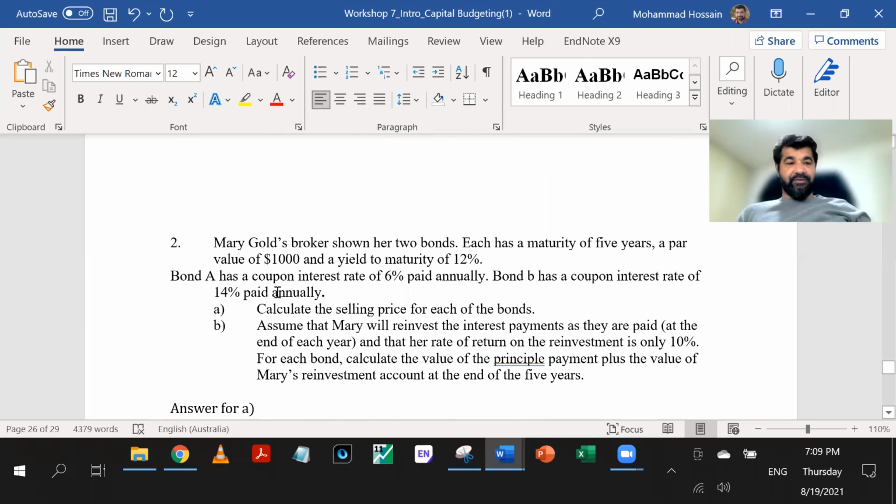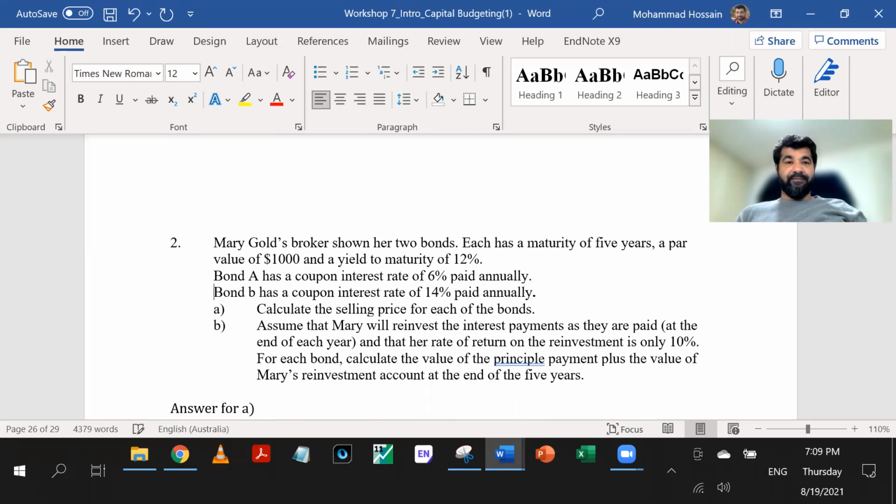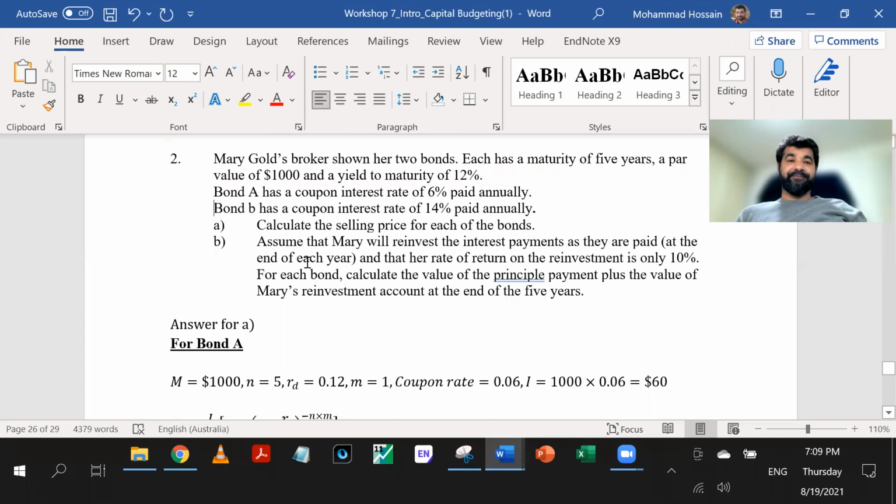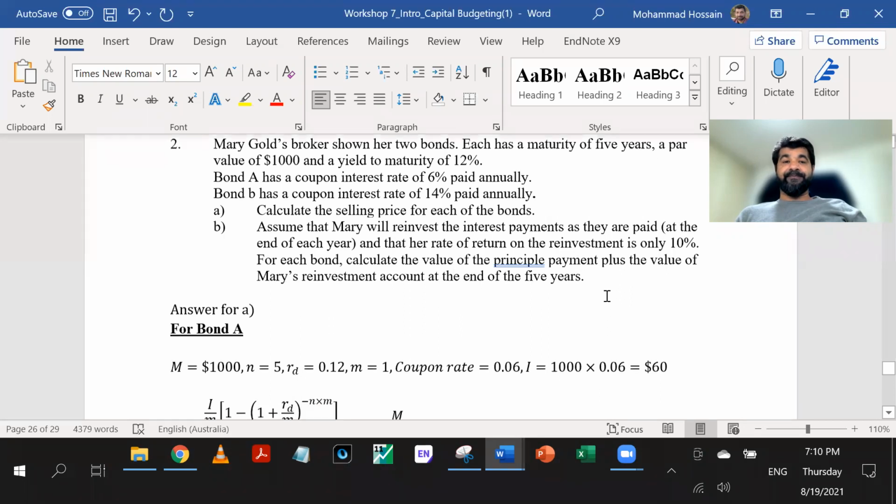So bond A has a coupon of 6% annually, then bond B will have a 14% return, and everything else remains the same. Assume that Mary will reinvest the interest payments as they are paid at the end of each year, and that her rate of return on investment is only 10%. For each bond, calculate the value of the principal payment plus the value of the reinvestment account at the end of 5 years.